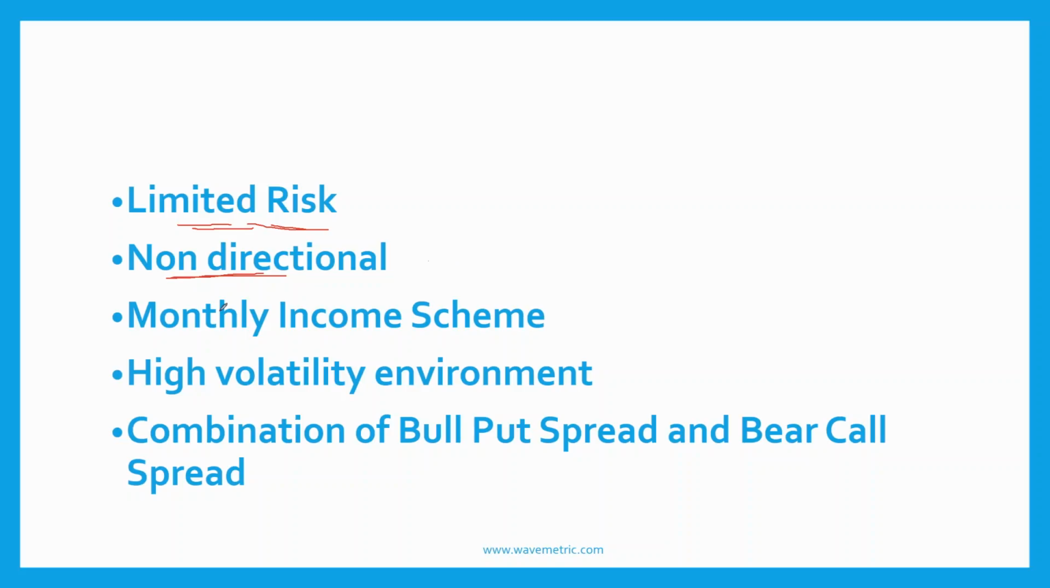So this is a monthly income scheme, that is, you have to create this strategy in the middle of every month for the next month. That is, we need at least 45 days to expiration for creating this strategy. Once you have created this strategy, it will be in force for 45 days and you have to keep adjusting it as we reach the break-even point, which we will come to later in this presentation.